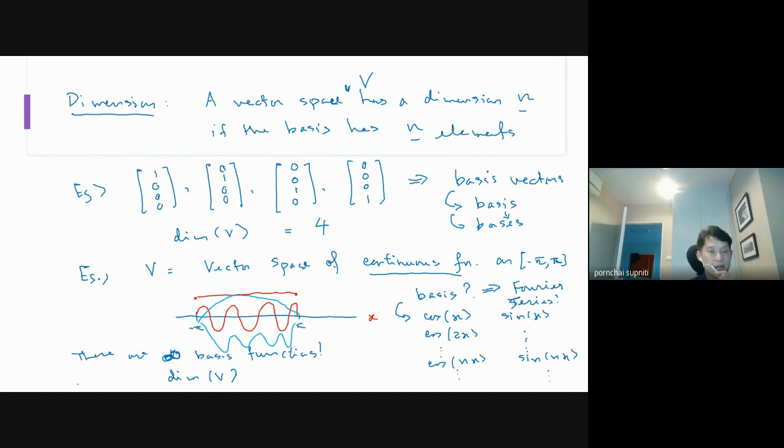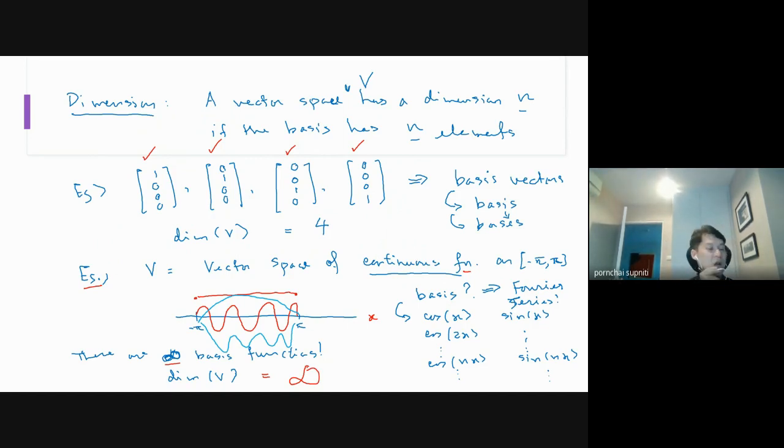Here, in the previous example, we only have four basis vectors to construct any arbitrary vector with four elements, okay? But here, on the other hand, this vector space of continuous functions within a certain input range has an infinite number of basis functions to construct any arbitrary continuous function, okay? So here we say that the dimension of this vector space is infinity.